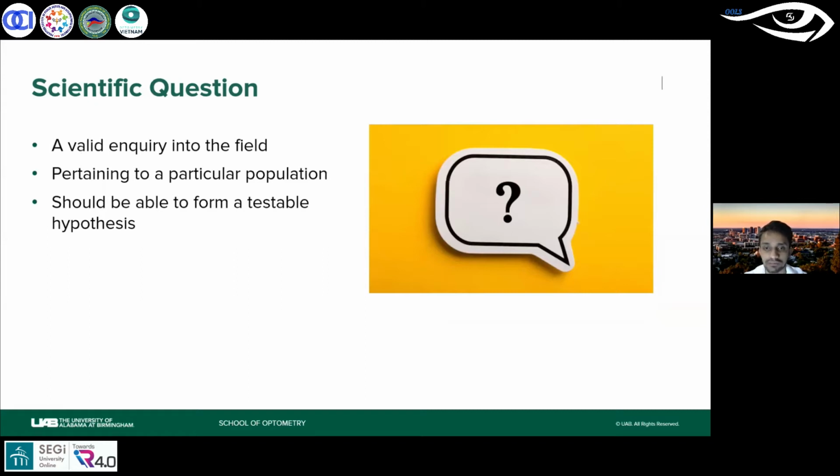You could come up with any sort of question, such as why is Keyur here today, but that is not a valid inquiry into the field of optometry. So you need to come up with a valid inquiry into the field that is either not being studied before, or even if it has, it hasn't been studied in that population particularly, and it should be in the form of a testable hypothesis.